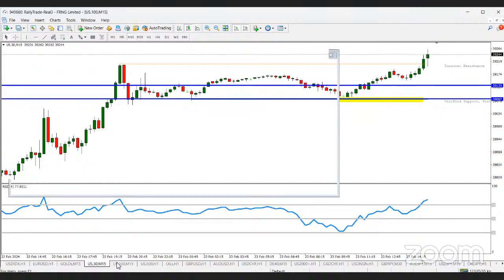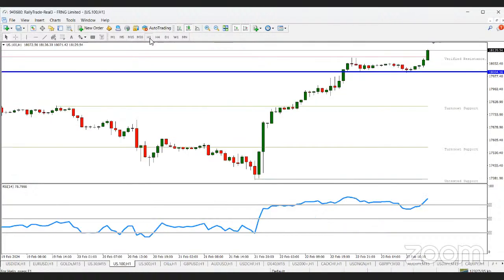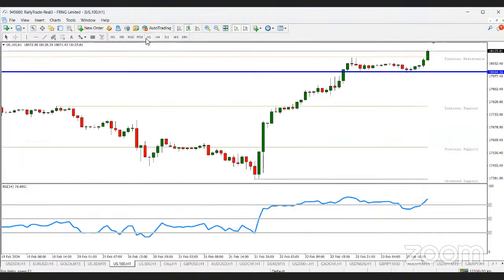You understand? US 100 is also marching bullish. But if we're also buying from here, this is a new high. US 100 is making a new high right now. So if you're buying from here, it's hard to really tell where you are buying to. You want to watch out for that.